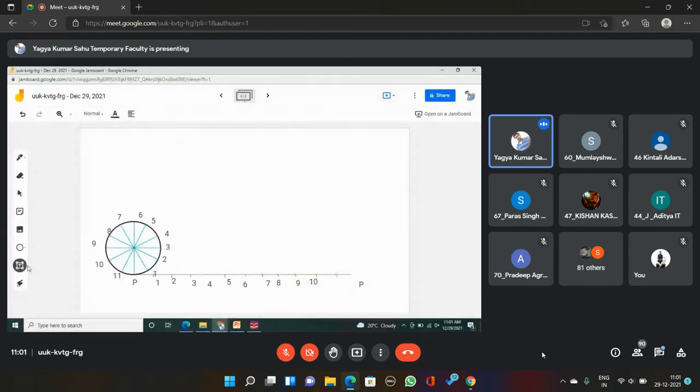Ten and the last one 11. Then draw a horizontal line from all the points in that circle. So I'm drawing this horizontal line starting from 11. You will get a common line for 1 and 11. Similarly, a common horizontal line for 2 and 10.